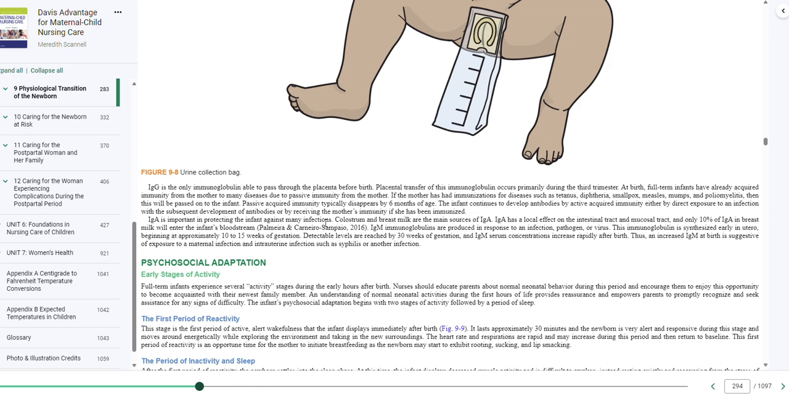Breast milk entering the bloodstream is only about 10%, okay? They're produced in response to infection or a virus. They're synthesized about 10 to 15 weeks, and they can actually be detected about 30 weeks, okay? IgM increased at birth. This is talking about IgM now. IgM is talking about the exposure, okay?